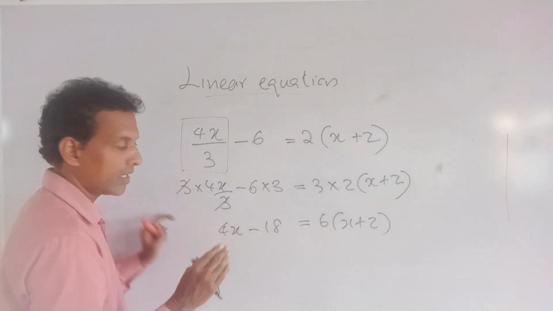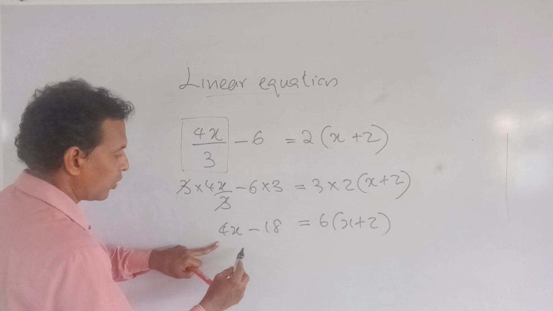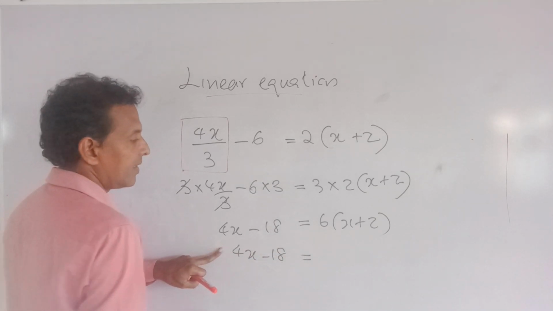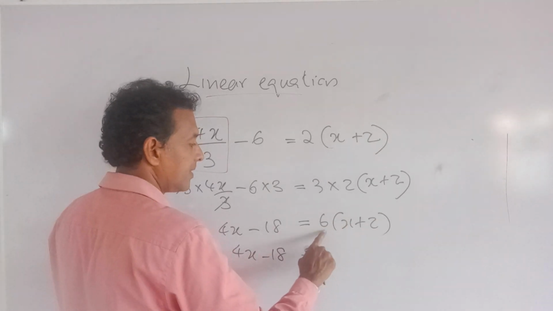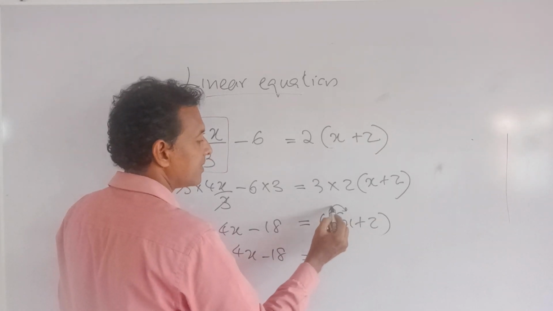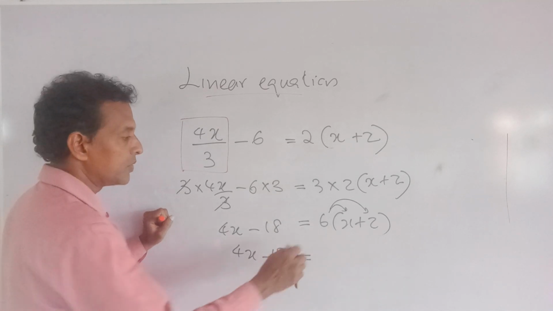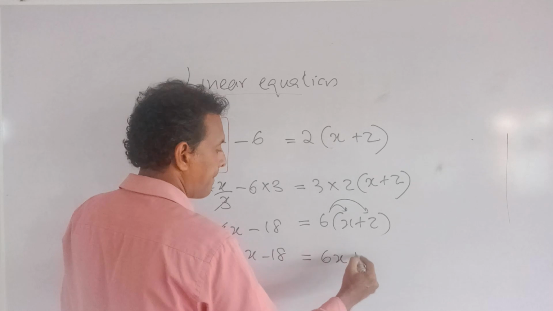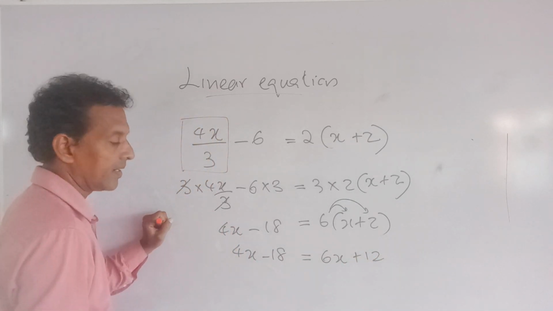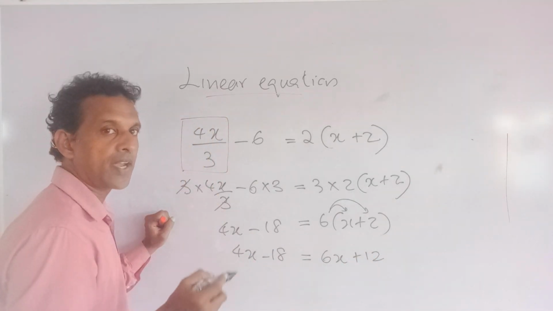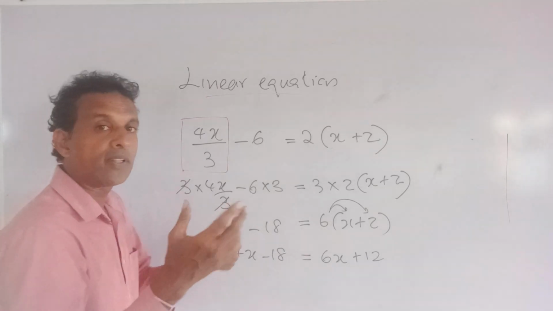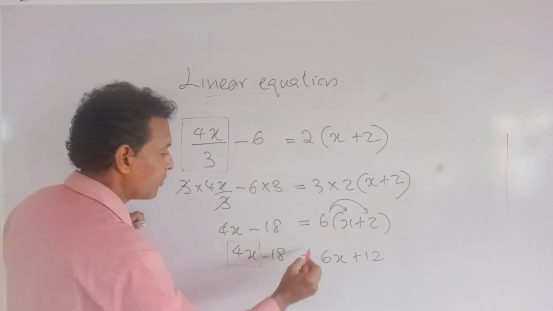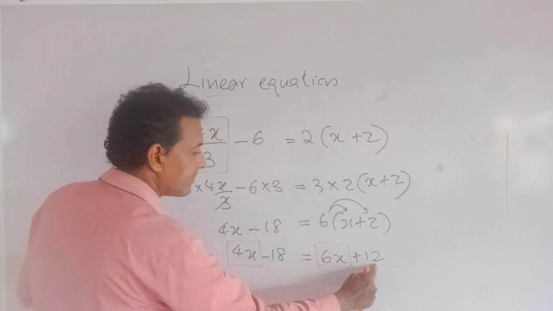Right? Now the next step is what? Remove the bracket. Keep this on the same side. To remove the brackets, you have to multiply both these terms by 6. So 6 times x is 6x, 6 into 2 is plus 12 here. Now you can remember the next step that we use: take all the terms to one side. So we have algebraic terms here on both sides, numbers here.